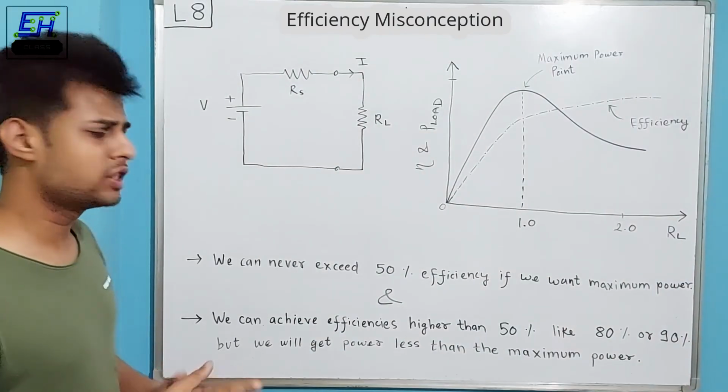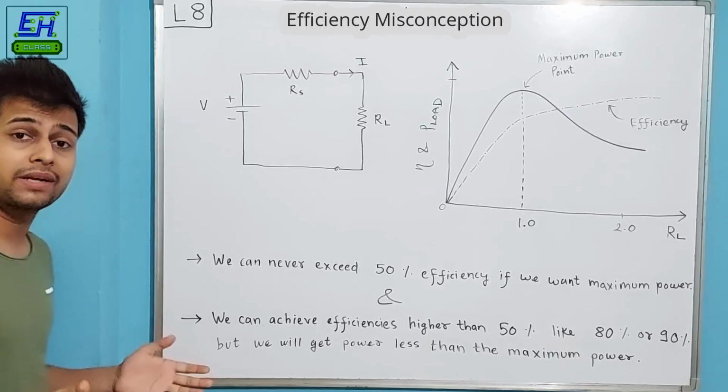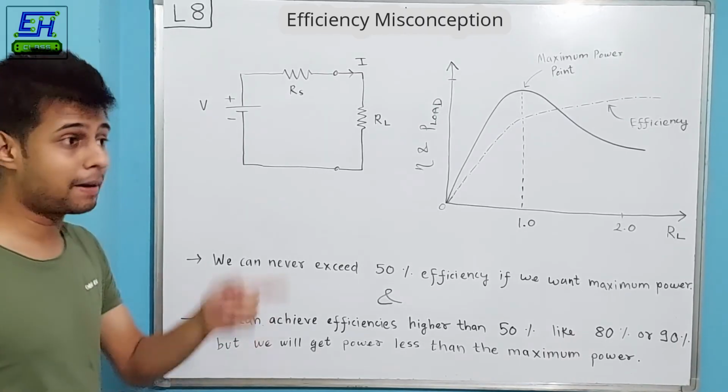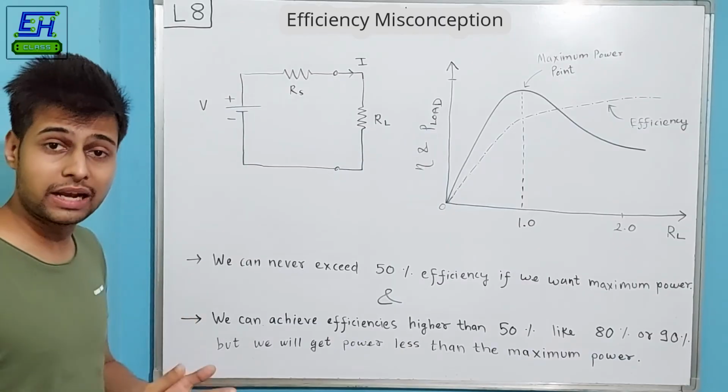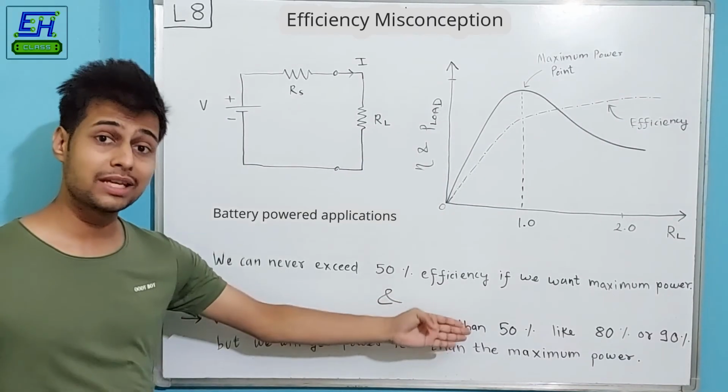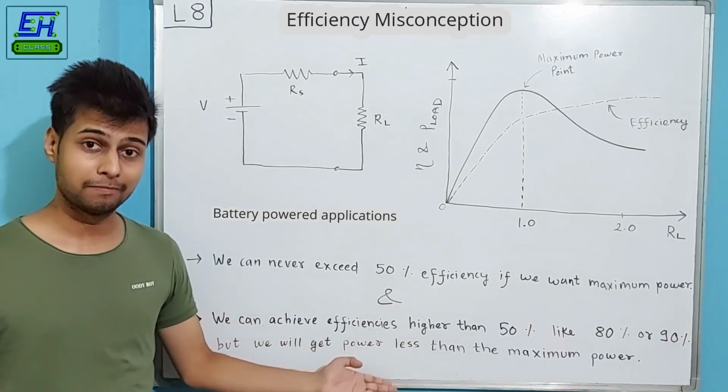And the applications which require efficiencies higher than 50%, like 80% or 90%, include the AC power grid, the power grid that we use in our day-to-day lives, and also the batteries, where we prefer efficiency more than the power which is available.